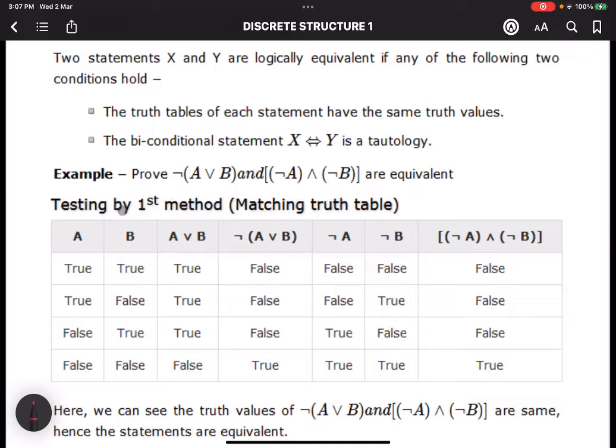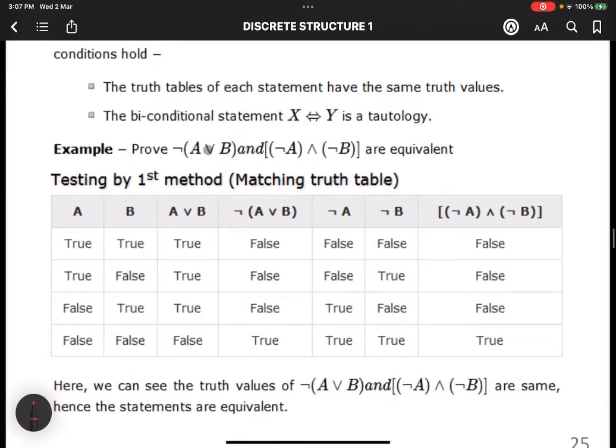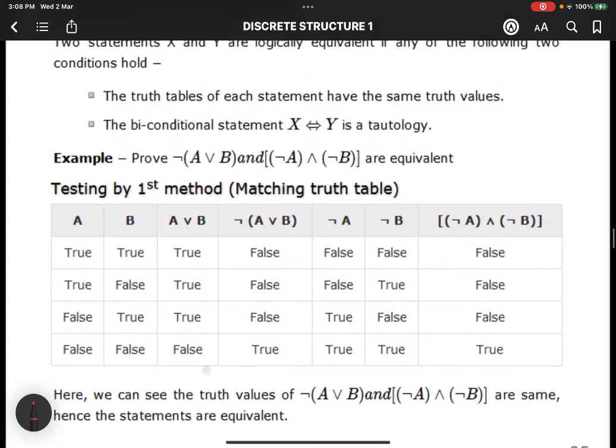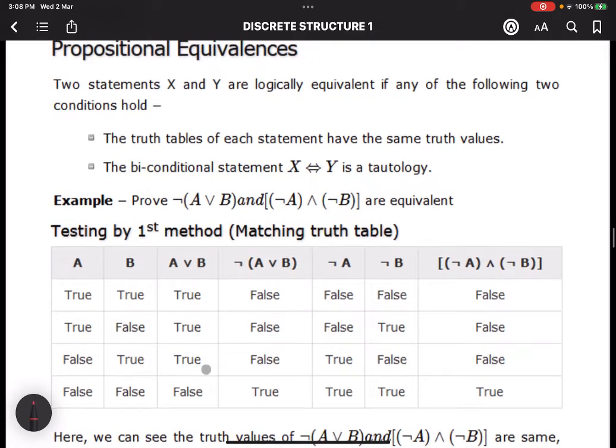So testing by first method which is matching truth tables. So ito yung truth table ng ating unang statement. Ito naman yung truth table ng ating second statement. Ano yung ating unang statement? Not A or B. At yung pangalawa nating statement ay not A and not B. So makita nyo, pareho sila: false, false, false, true, false, false, false, true. Therefore, the said statements are equivalent.